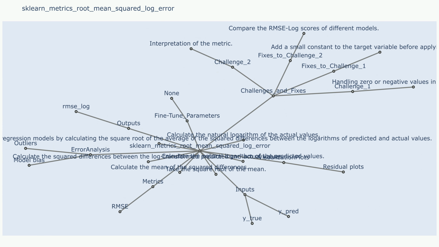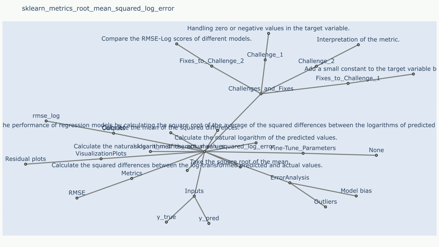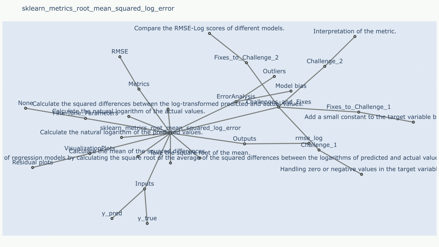Steps: calculate the natural logarithm of both the true and predicted values. Calculate the squared difference between the logarithms of the true and predicted values. Calculate the mean of these squared differences. Calculate the square root of the mean.